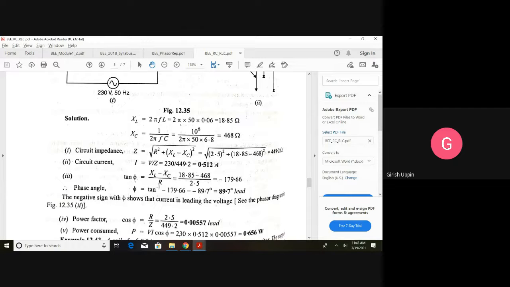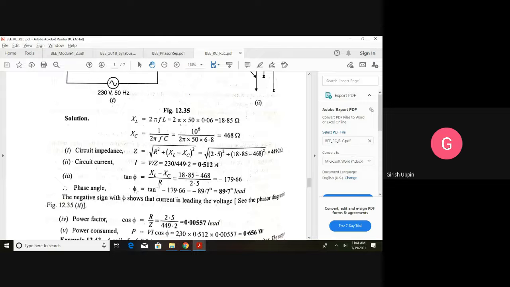Tan phi from the impedance triangle, XL minus XC divided by R, you get it as minus 179.66. If you find the angle, 89.7 degree lead. Now you can see in the case of a pure capacitor, current leads the voltage by an angle of 90 degree. Because there is a little bit of resistance, it is leading by 89.7.